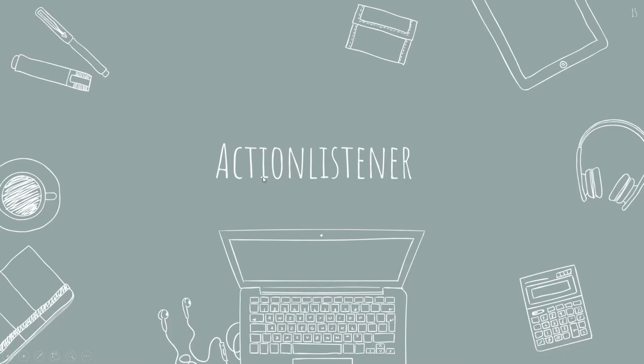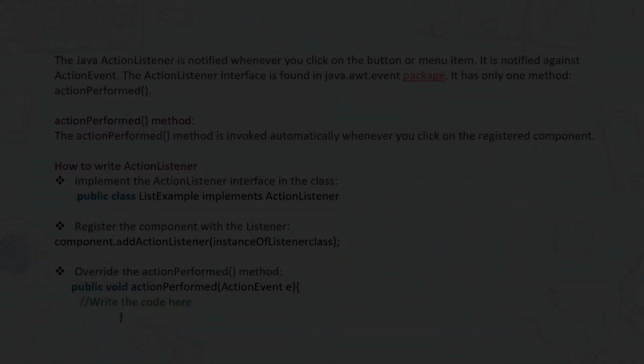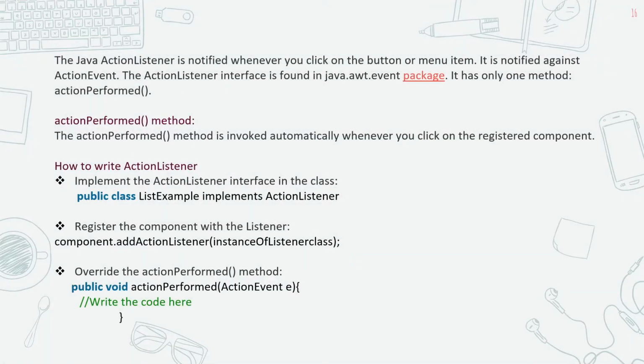So we are now moving to the last topic of our session, that is ActionListener. The Java ActionListener is notified whenever you click on a button or menu item. It is notified against ActionEvent. The ActionListener interface is found in the java.awt.event package. It has only one method, that is actionPerformed. The actionPerformed method is invoked automatically whenever you click on registered components.